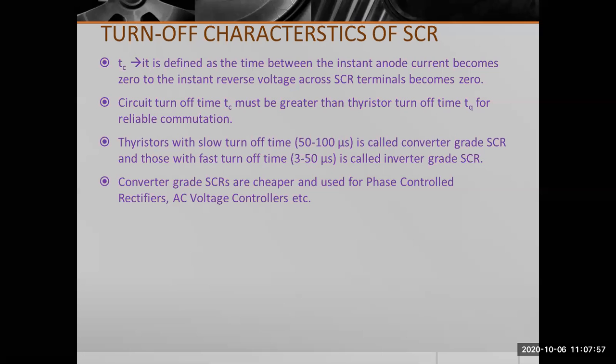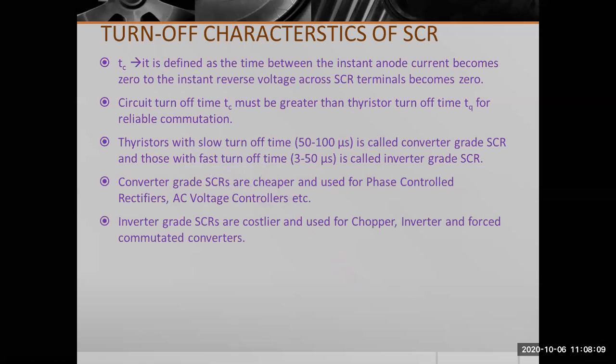And the fourth point is converter grade SCRs are cheaper, so they are used for phase control rectifiers. Phase control means we are trying to convert from AC to DC. And also we can apply them in AC voltage regulators. That is the application of converter grade. Whereas inverter grade is specifically used for choppers, inverters, and forced commutation circuits. For that purpose, we are using inverter grade.